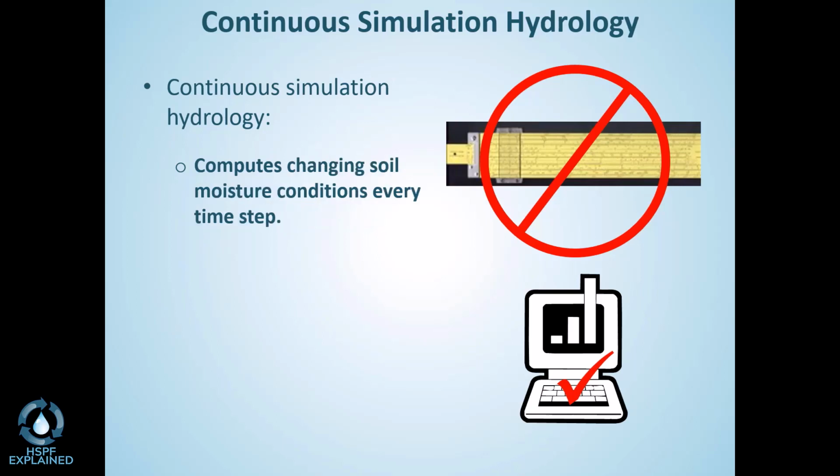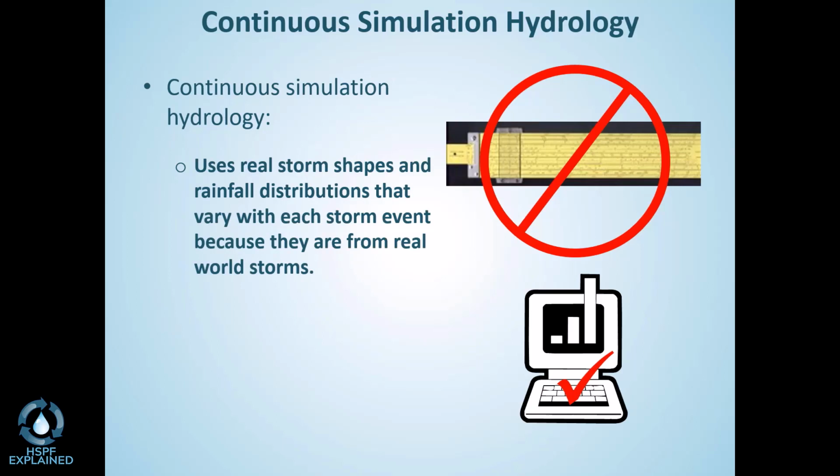We compute what's happening in the soil every time step. So we don't make assumptions about what the antecedent moisture conditions are. We actually calculate what the moisture conditions are. And as a result of all this, we have the ability to compute runoff based on the actual historic rainfall data. So we can see how the runoff varies by storm event based upon actual historic storms. So this means that we use real storm shapes and rainfall distributions, and they all do not necessarily look the same as what a hypothetical storm looks like.